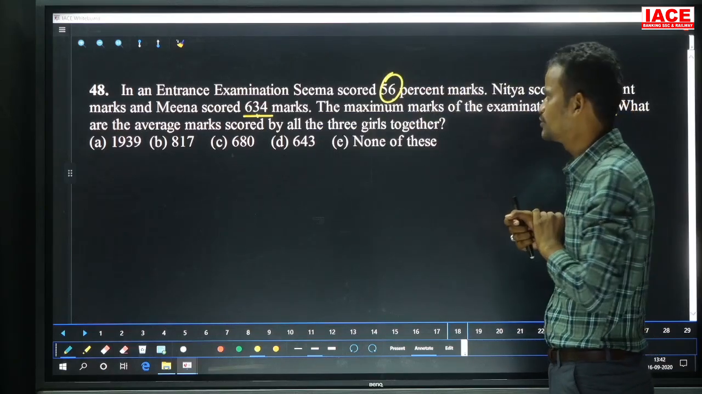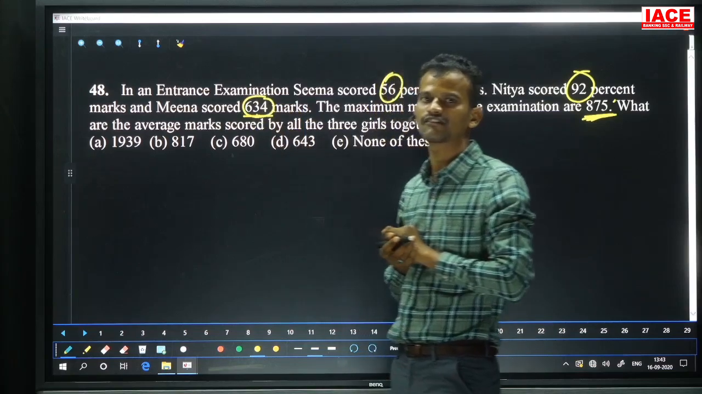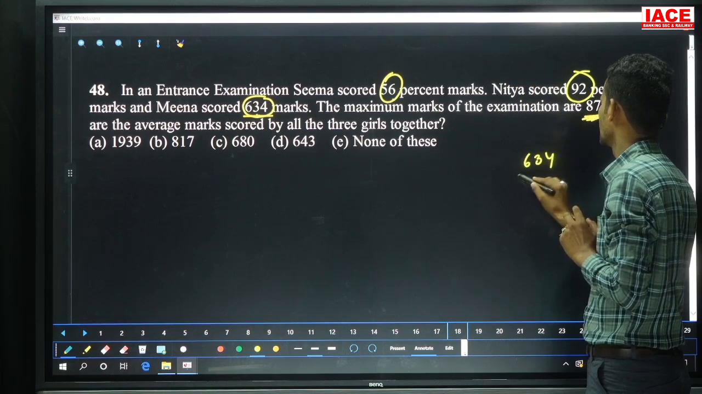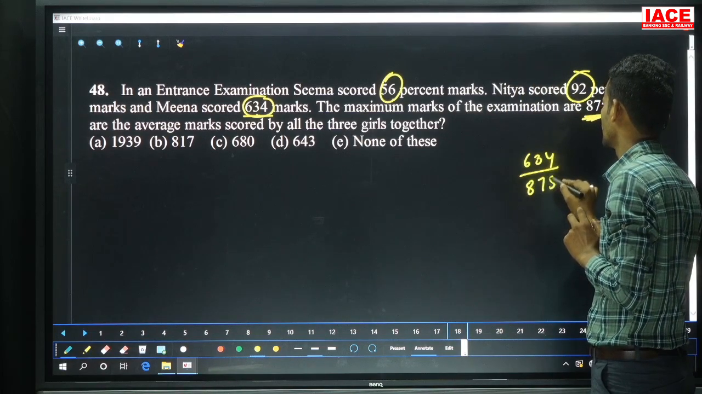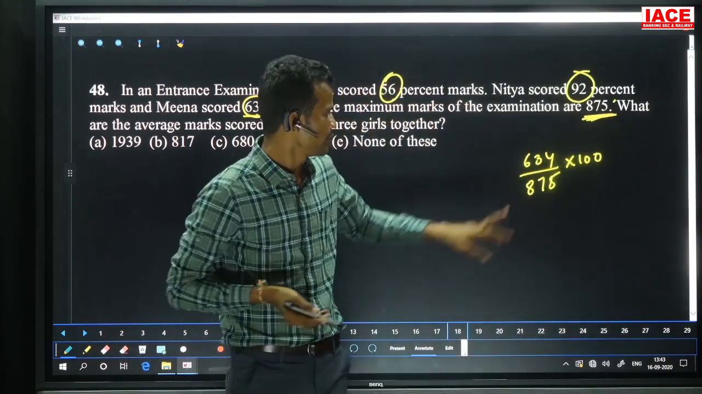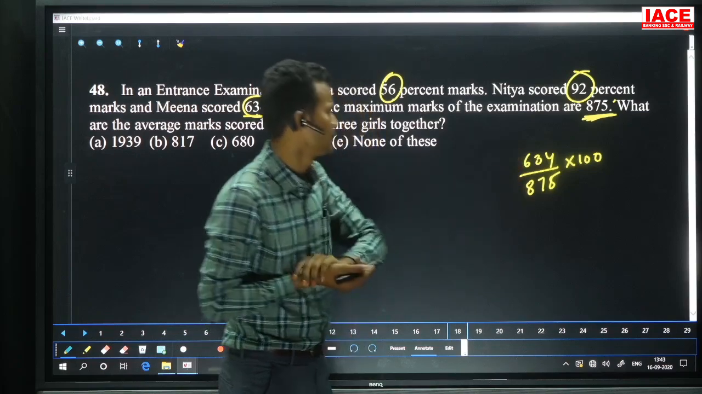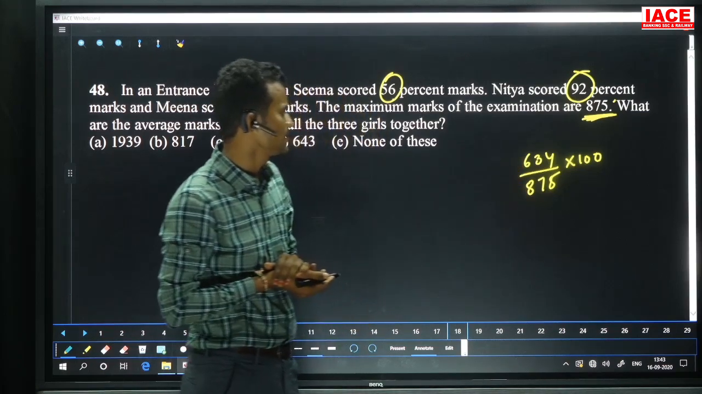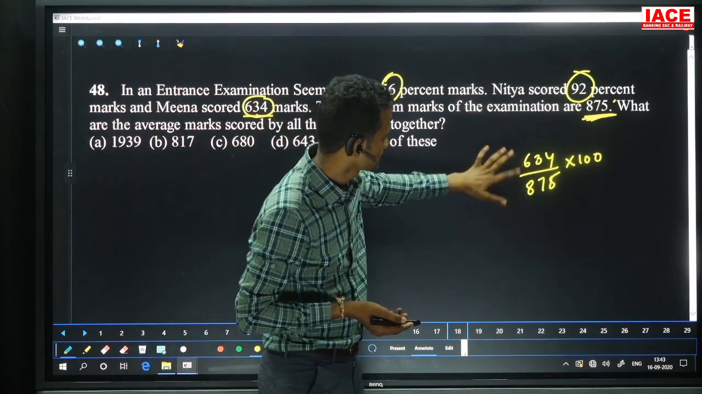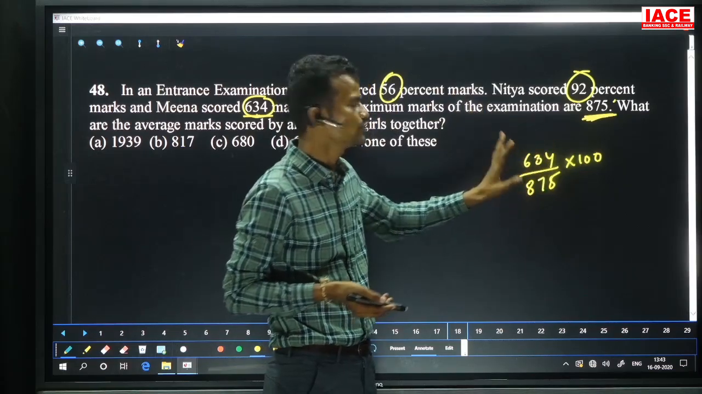Clear, sir? So what I am doing is, this 634, I try to convert it in the form of a percentage. So 634 divided by 875 into 100, I will get the percentage of Meena. Now 634. Listen, sir. This is 875. So what is the difference value approximately? 240 is the difference. Yes or no? 240. Approximately 7 minus 5, 4, 1. 7 minus 3, 4. So 241 approximately.